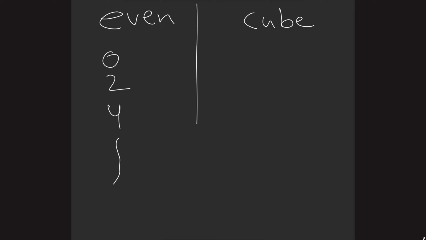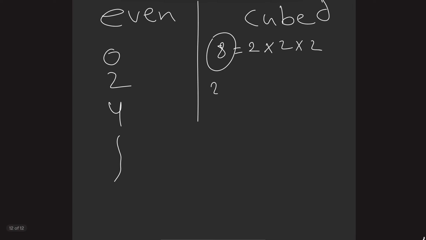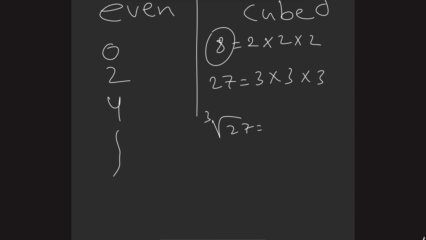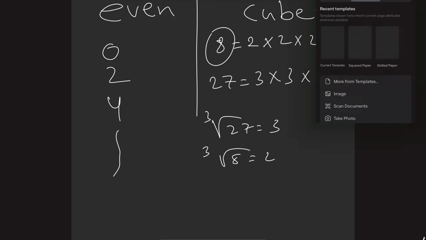Cube number, what's the meaning of a cube number, guys? You have squared, and we have cube, right? It means multiplying the same number by itself 3 times. For example, 8 is the product of 2 times 2 times 2, so 8 is a cube number. 27 is the product of 3 times 3 times 3. And the cube root of 27 is 3, and the cube root of 8 is 2. And that's it.